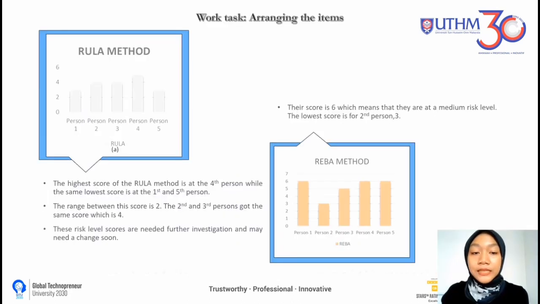This is the next work task, arranging the item. In RULA, the highest score is for the 4th person, while the lowest score is for the 1st and 5th. The range between the highest and lowest score is 2. The second and third person got the same score, which is 4. While in REBA, their score is 6, which means that they are at medium risk level. The lowest score is for the second person, 3.